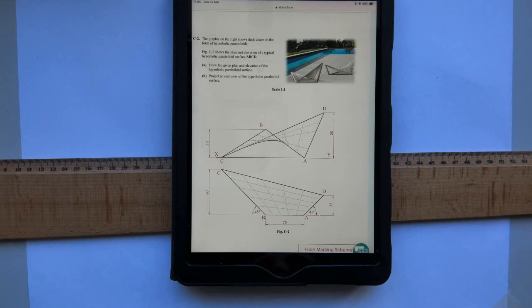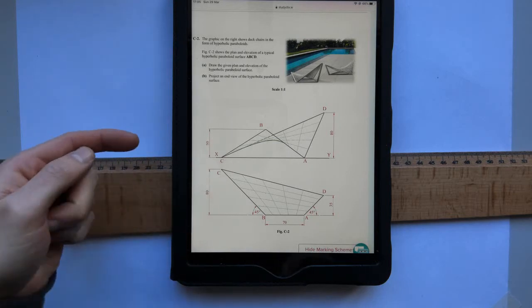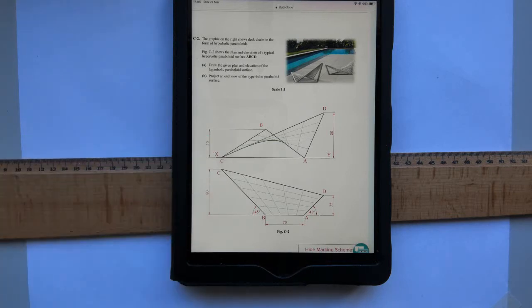Part A of the question tells us to draw the given plan elevation of the hyperbolic paraboloid surface, and part B, project an end view of the hyperbolic paraboloid surface. So basically part A is draw what we see here, and then part B is to draw what we see when we look in at this direction here.